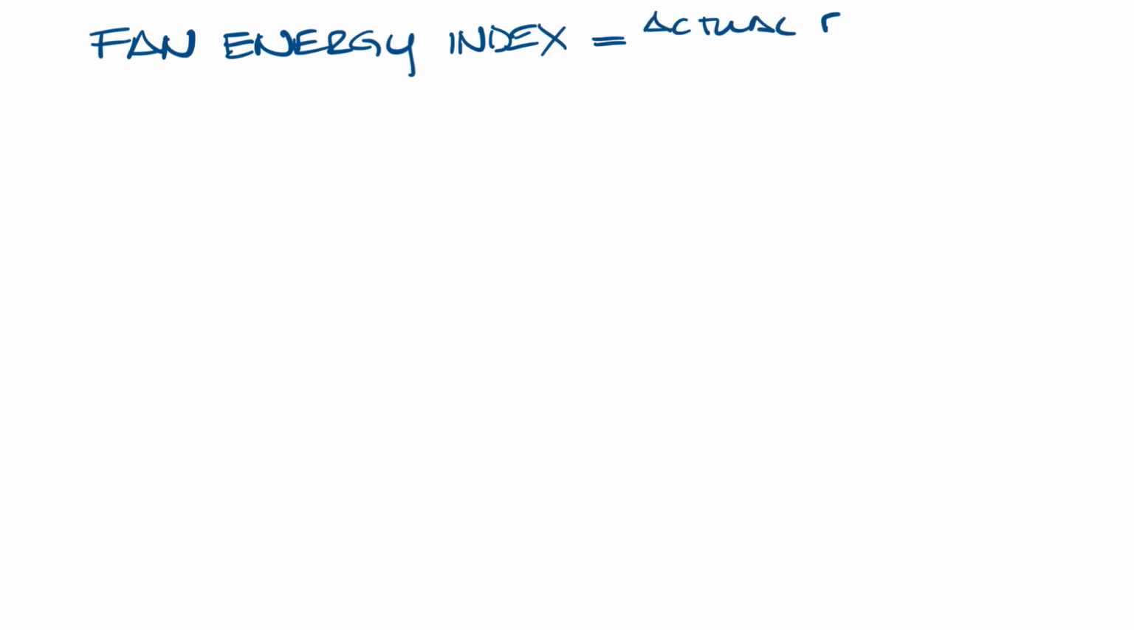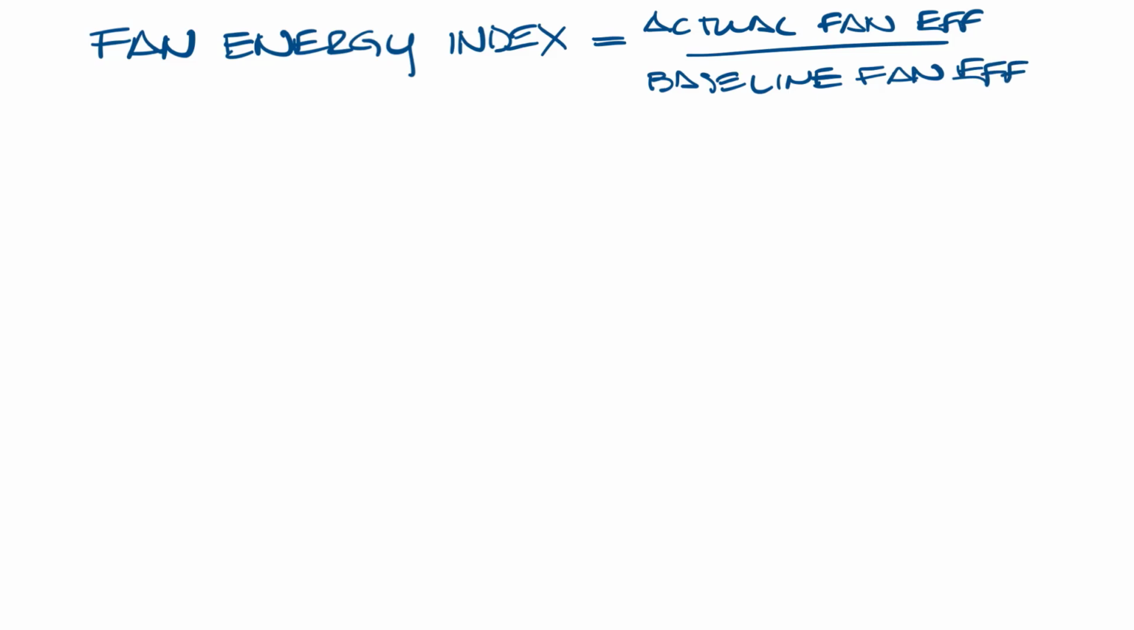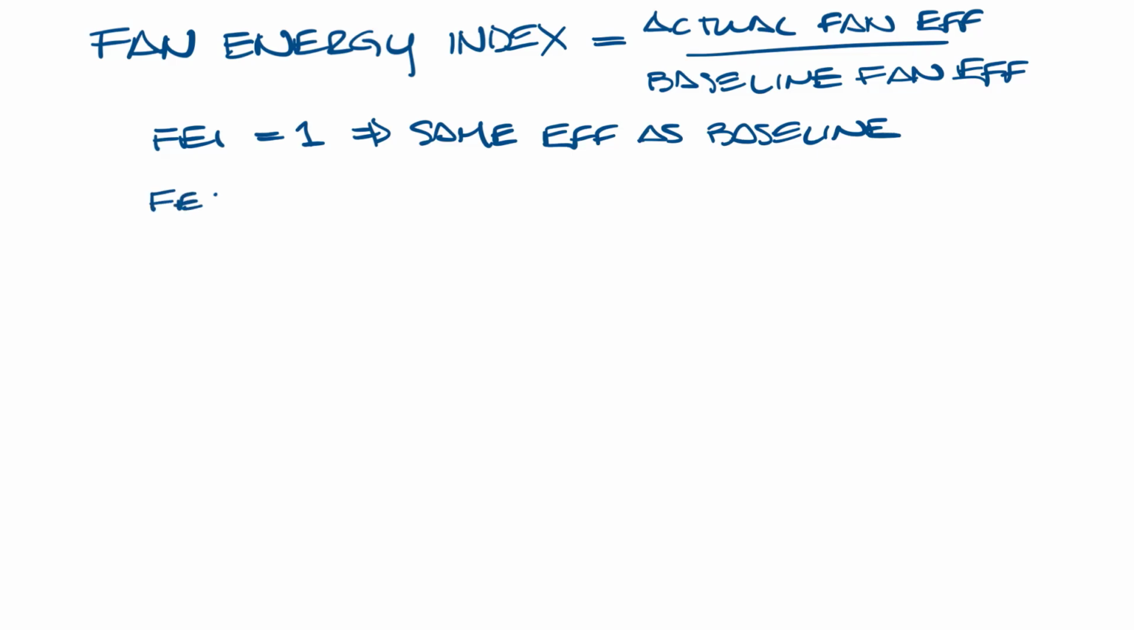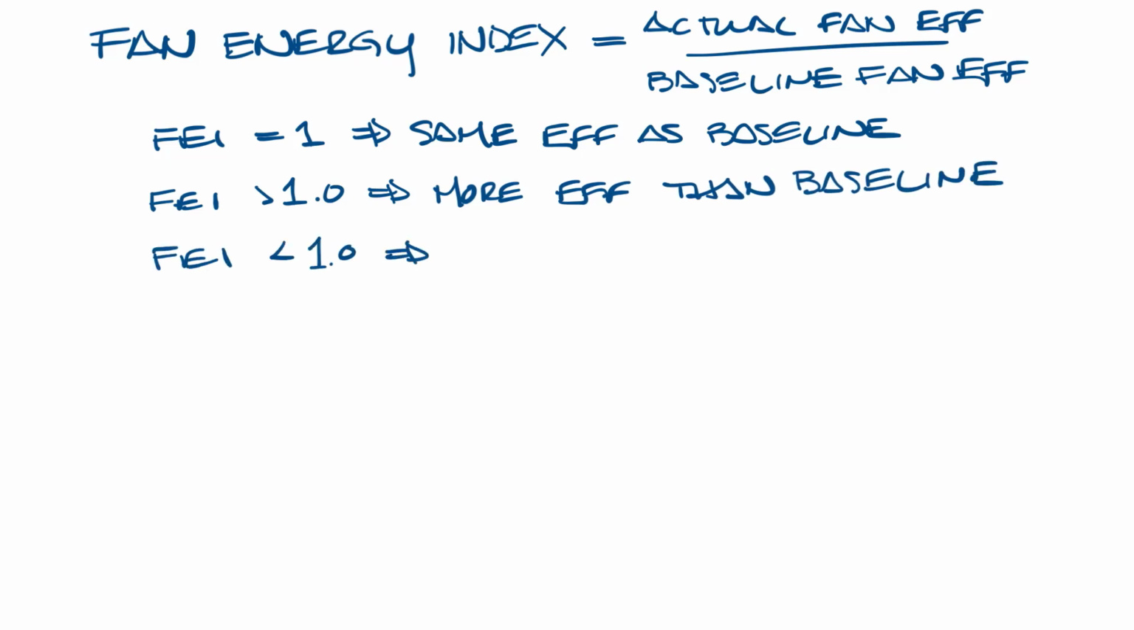Hopefully you recall from the FEI video that fan energy index is an energy efficiency metric for fans. You can go back and watch the video for details, but basically the FEI is a ratio of the actual fan efficiency to a baseline or reference fan efficiency, both calculated at a given airflow or pressure point. If the FEI is 1, then the fan has the same efficiency as the baseline fan. If the FEI is greater than 1, the fan is more efficient than baseline, which is what you want. And if the FEI is less than 1, then it is less efficient than baseline, which is not good.